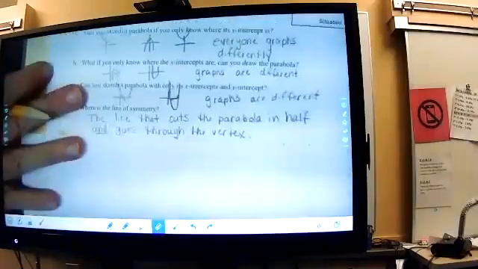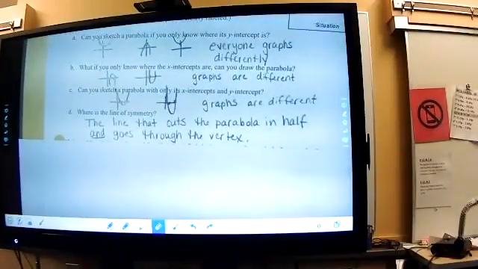Okay, that's what it means. The line of symmetry cuts the parabola in half. But you got to know it goes through the vertex. That is going to be some really helpful information here in just a little bit. Okay?